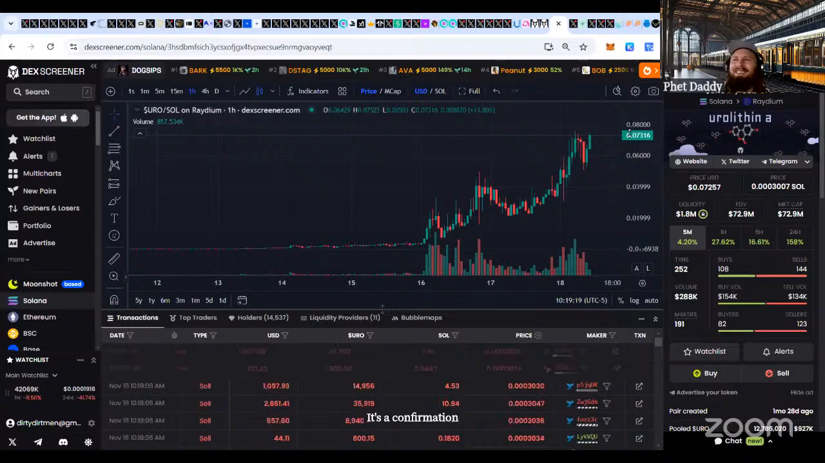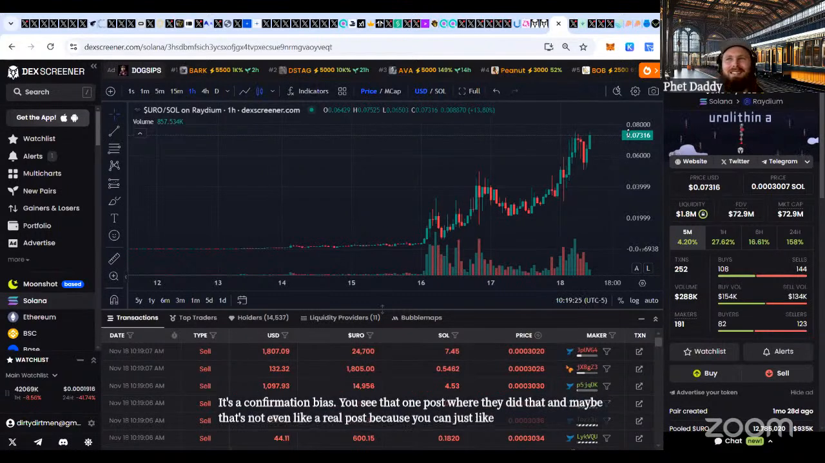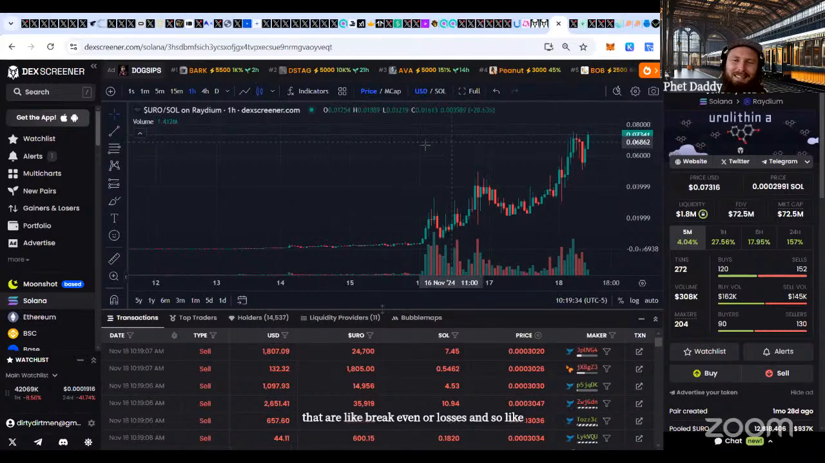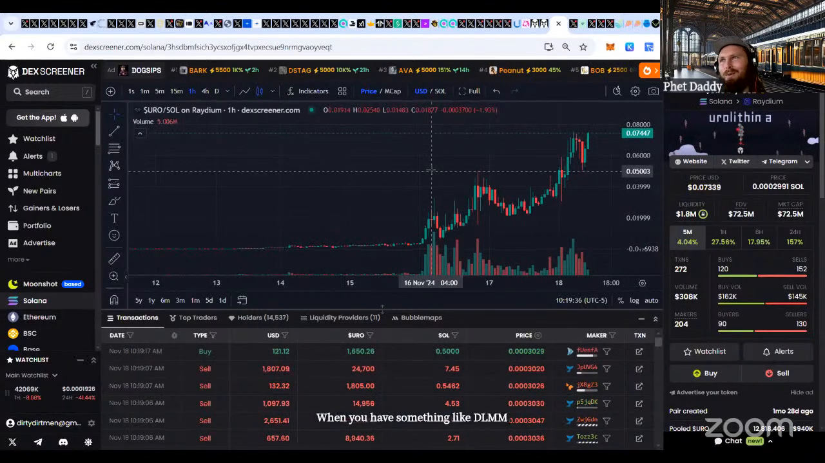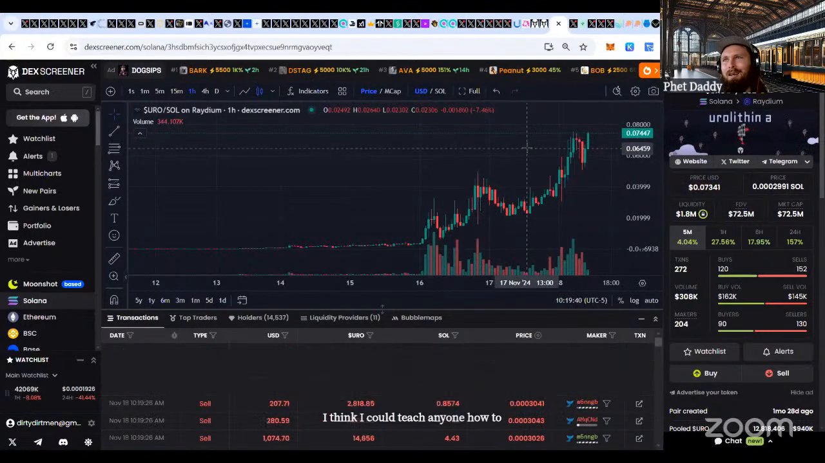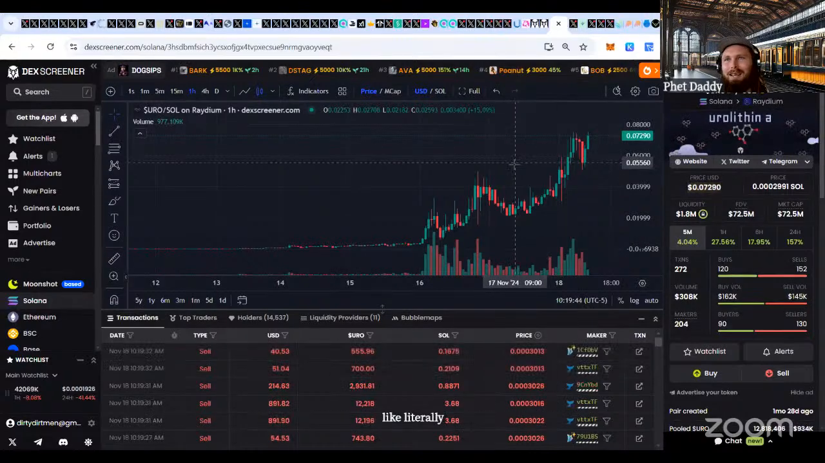You see that one post where they did that, and maybe that's not even a real post because you can just modify those screenshots. But behind the scenes, they probably have 95 trades that are break even or losses. And so when you have something like DLMM, I think I could teach anyone how to DLMM profitably in 48 to 72 hours. Literally like 3 days of hands-on, just giving them the basics.